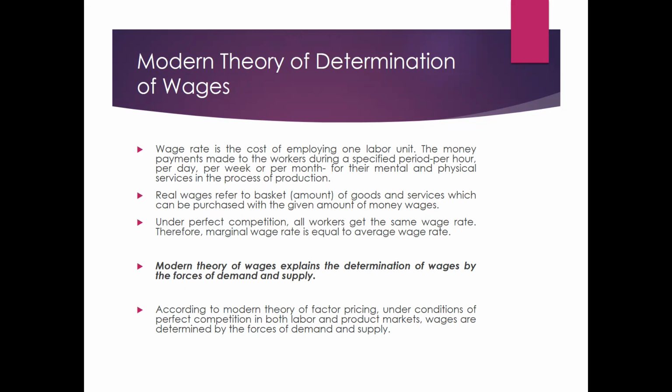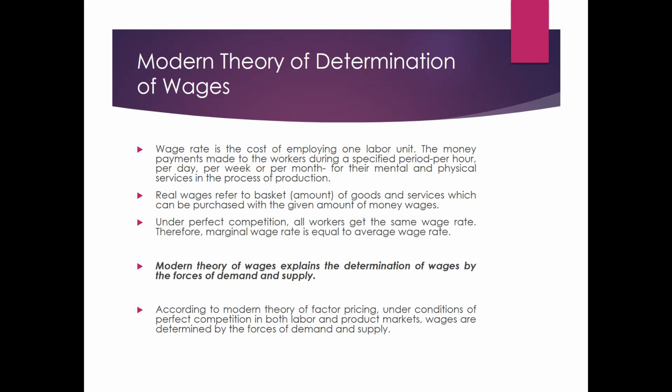But there is a lot of difference between real wages and those wages decided by demand and supply. Real wages refer to the basket of goods and services which can be purchased with the given amount of money wages. Under perfect competition, all workers get the same wage rate, therefore the marginal wage rate is equal to the average wage rate. This is a perfect competition situation, not an imperfect competition situation.